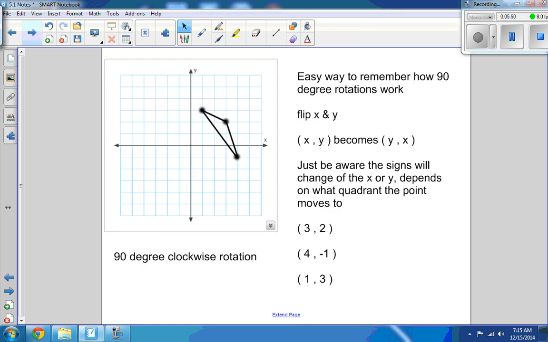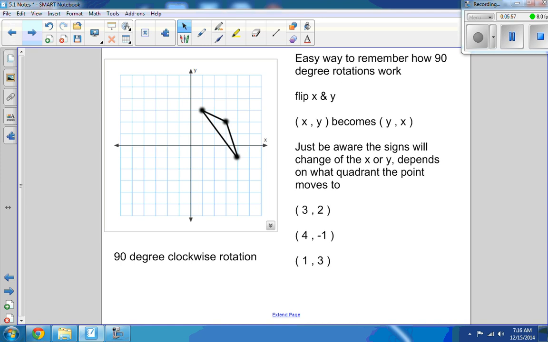So let's look at a 90-degree rotation. It's fairly easy to remember. All we're going to do is flip the x and y axis. So x, y becomes y, x. We're just going to also be aware of where the negative signs go.